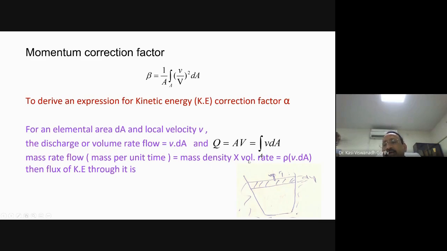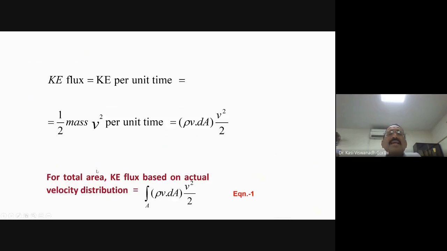So mass by volume into volume by time. Volume, both in denominator and numerator, gets cancelled, and you have mass per unit time. Mass per unit time is called mass rate of flow. So to get the mass rate of flow, mass density multiplied by volume rate of flow, rho multiplied by V into dA. Then the corresponding kinetic energy flux can be calculated.